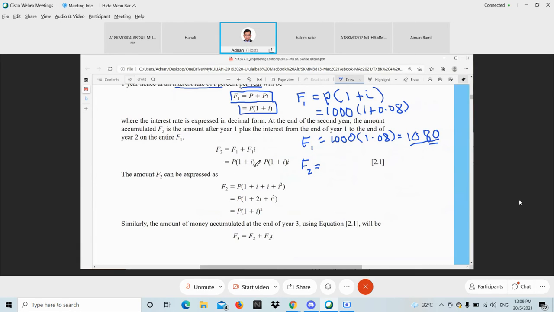If we go back to the root of the formula, F1 equals P(1 + I). Now for this one it is P(1 + I) multiplied by I, because this is F1, F1 multiplied by I. We simplify this formula and finally we get F2 equals P(1 + I) to the power of 2. So the 2 is there.